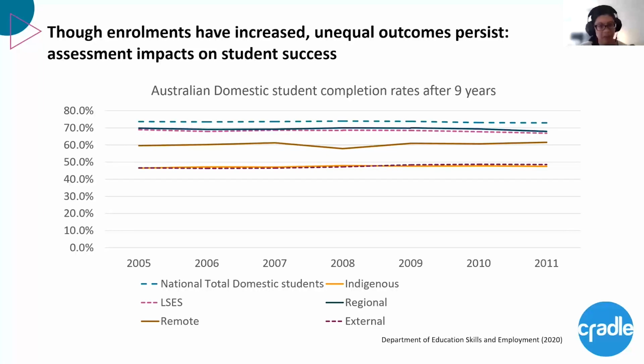But for particular groups, in this case on this graph, those from a low socioeconomic status background, remote and regional students, Indigenous students, and also external students, so those who are studying off campus, they all enjoy a lower rate of completion compared to the standard student. And what this suggests is that there are different outcomes. Students enjoy different levels of success, and we contend that assessment impacts on this student success.